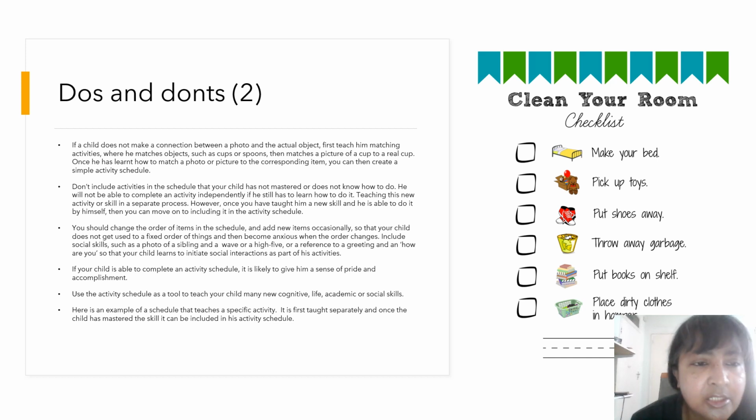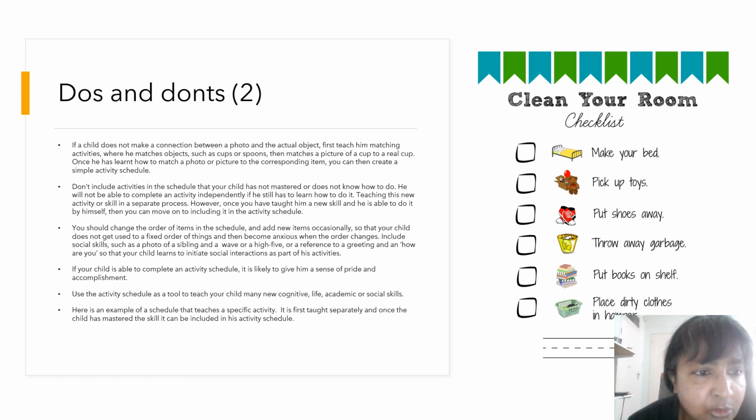If your child does not make connections between photos and actual objects, you would first need to teach him some matching activities where he matches objects, for example, cups to other cups, spoons to other spoons, and then also to match later on a picture of a cup to a real cup. So once he has learned how to match objects and then photos and pictures to the corresponding items, then you can start to create a simple activity schedule.